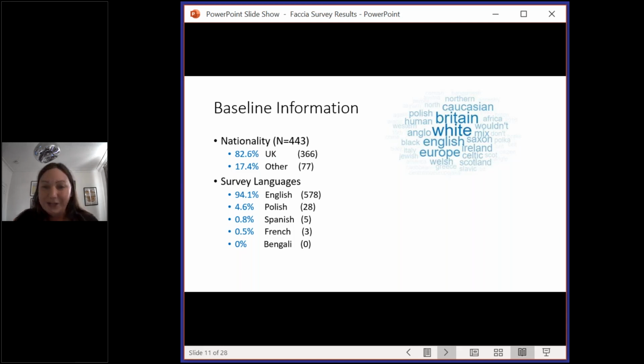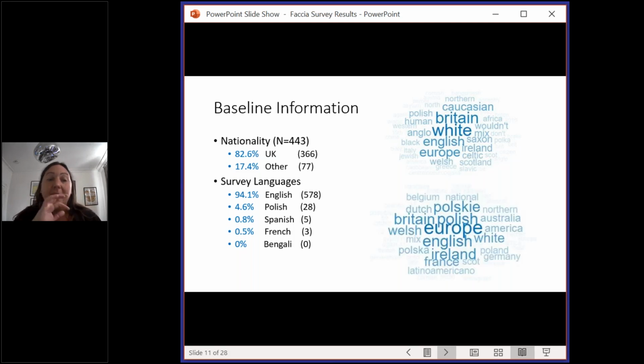So white and British. There's Fearson's 2018 examination of community archaeology groups. I believe 96% identified as white British. So we still are largely reaching or engaging with those groups, although we've brought the average down just a bit, which I think is a positive sign.